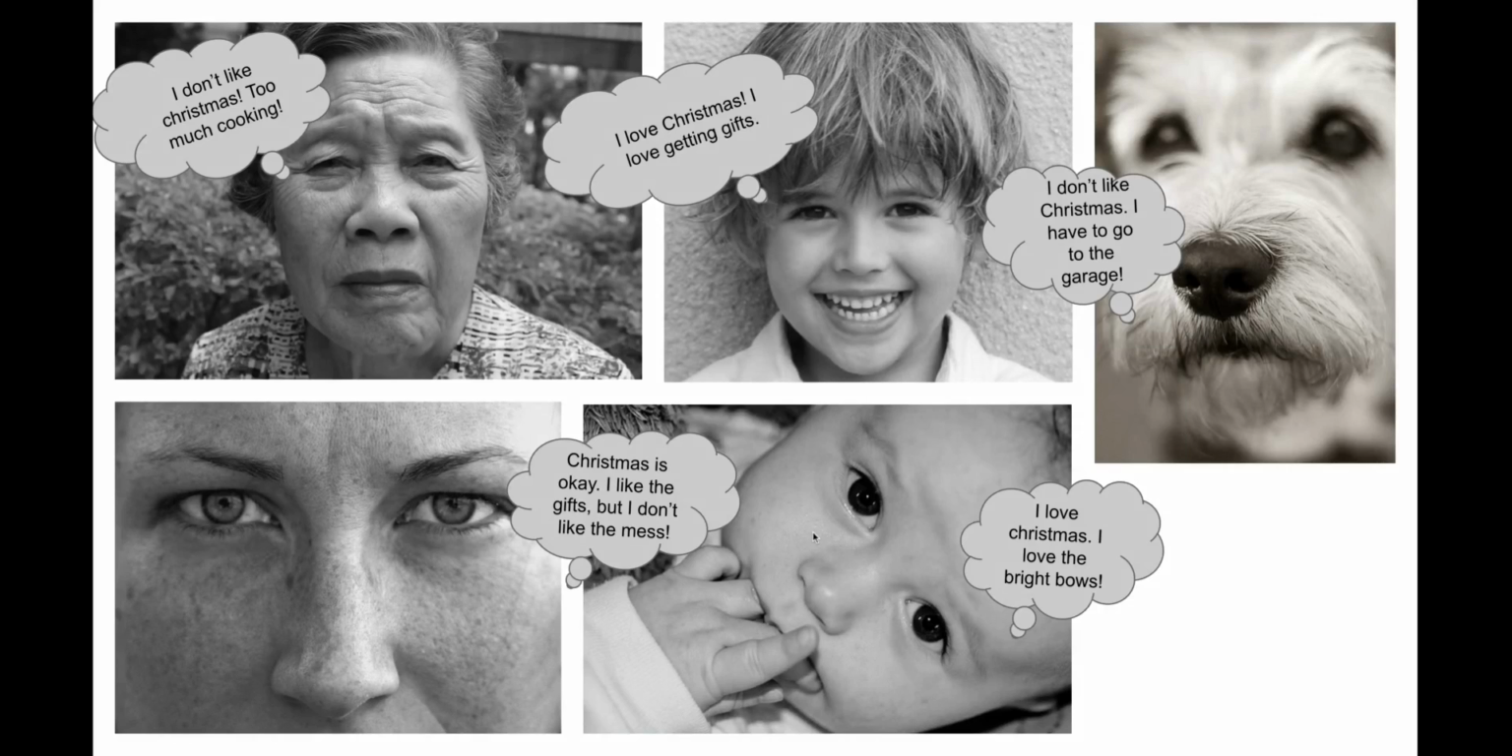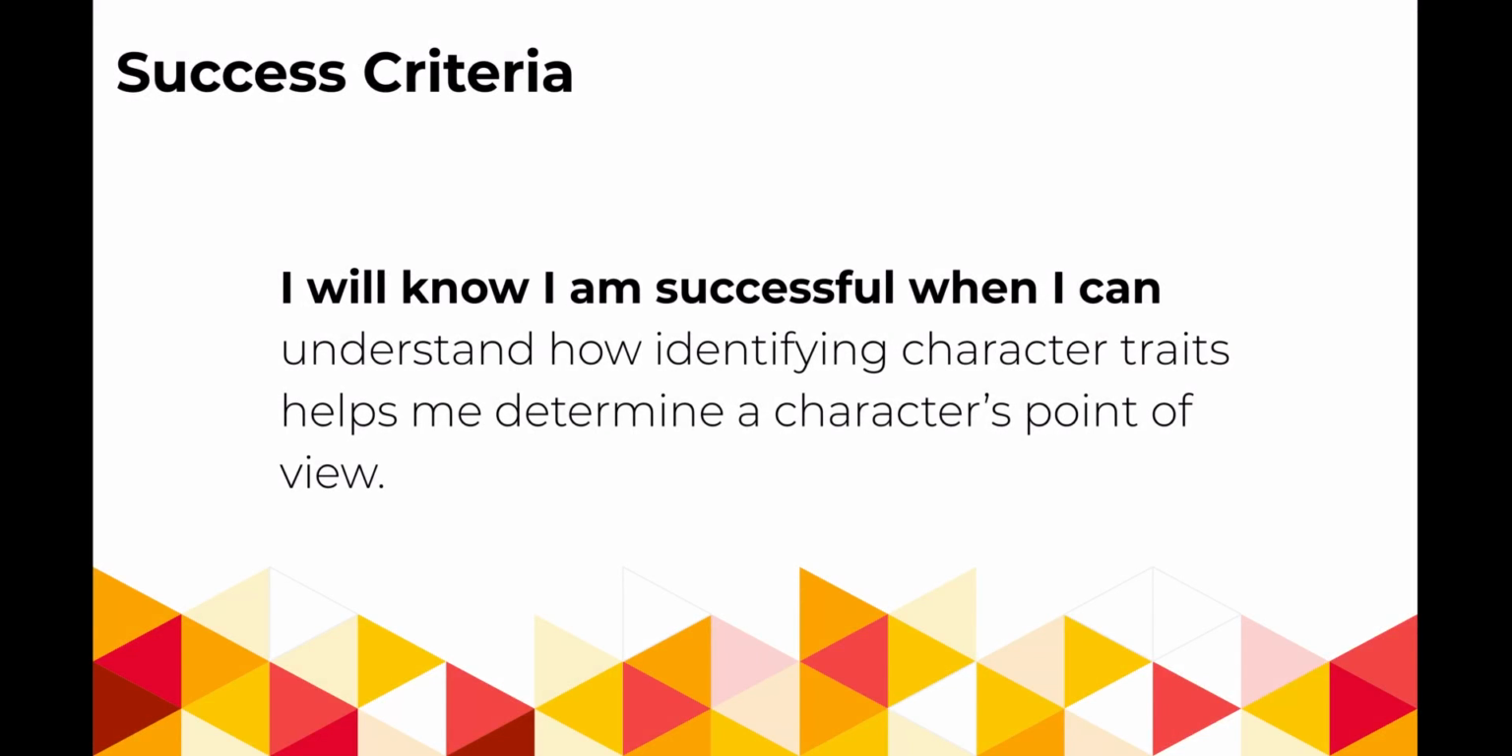Do you see how the perspective of each one of these people, who could be characters in the books you read, have traits, external traits and internal traits, that help us understand their point of view or their perspective? Your success criteria was to understand how identifying character traits helps you determine a character's point of view.